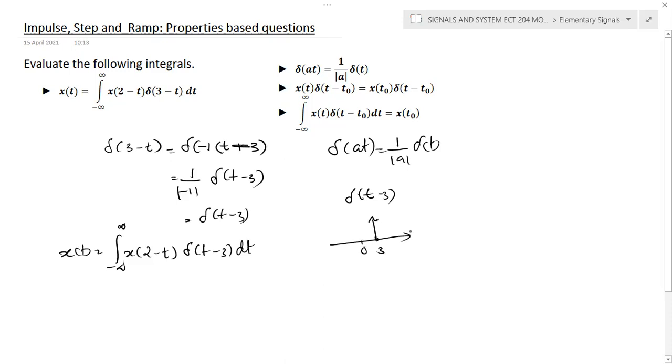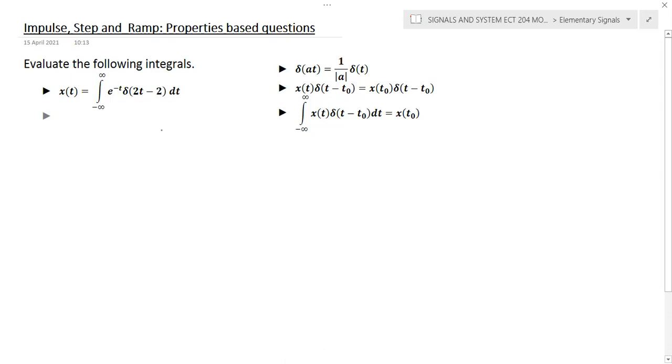So it is a function which exists only at t is equal to 3, and del of t minus 3 becomes 0 when t minus 3 is not equal to 0, or t is not equal to 3, and the area of this particular impulse signal is also 1. So we don't want to evaluate the function for the entire limit. We can evaluate the signal only at t is equal to 3. So it becomes x of minus 1.